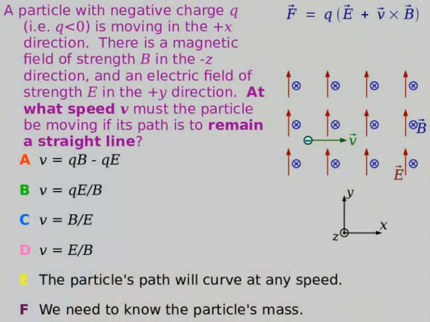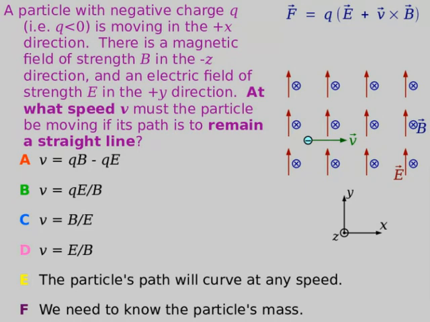So to be clear here, I'm saying a particle with negative charge Q. So this particle here has negative charge. I've made it negative so you can see that. It's moving in the plus X direction. There's a magnetic field of strength B in the minus Z direction. So these little circles with an X indicate it's into the page. And if you look at my axes, Z is out of the page. And there's an electric field E that's in the plus Y direction. That's these little red arrows pointing up. The question is, at what speed must the particle be moving if its path is to remain in a straight line?